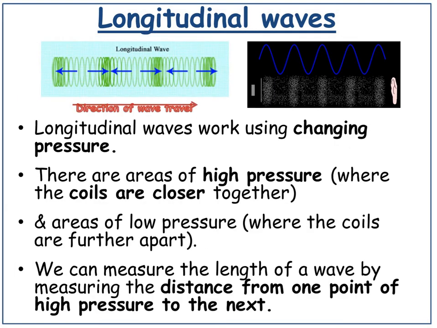So longitudinal waves work using changing pressure. So the areas of high pressure, where the coils are close together, which would be here, and then the areas of low pressure, where the coils are further apart, which is here. So you can measure the length of a wave by measuring the distance from one point of high pressure to another. So from there to there.